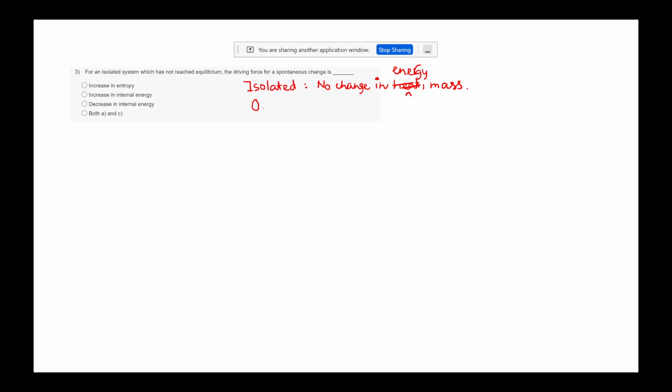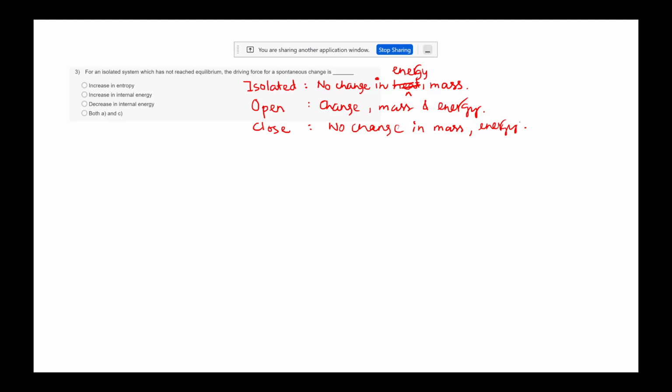There is also one thing called open system. There is change in everything, mass and energy. And there is closed system. In a closed system, no change in mass, but energy can be exchanged. Okay.